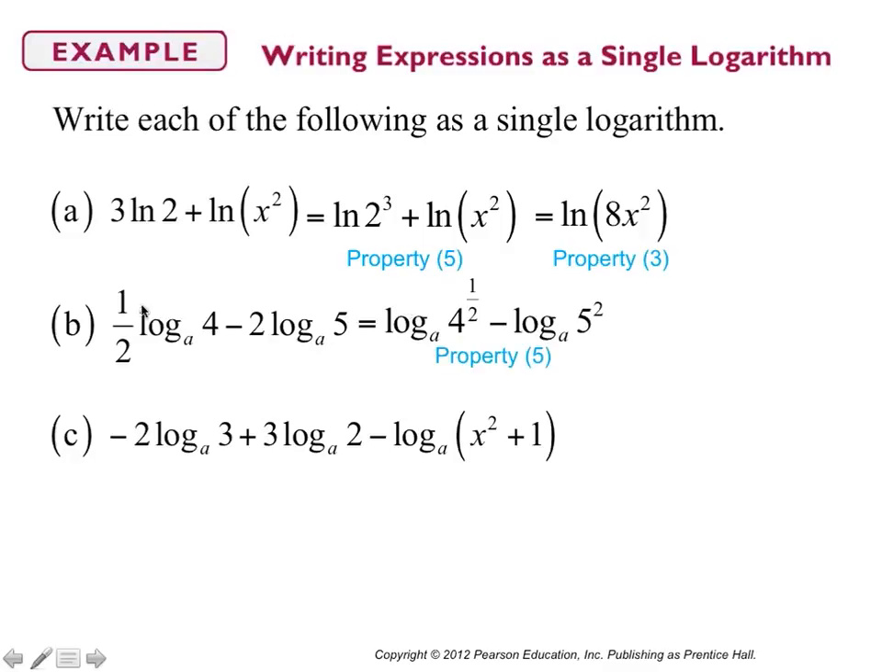Now this one right here, we're going to rewrite our factors as powers. So we have log base a of 4 to the 1/2 power minus log base a of 5 squared. And then if we rewrite this, 4 to the 1/2 power is just going to be 2. 5 squared is just 25. And then since we have subtraction here, we just rewrite it as division. So this is going to be log base a of 2 over 25.